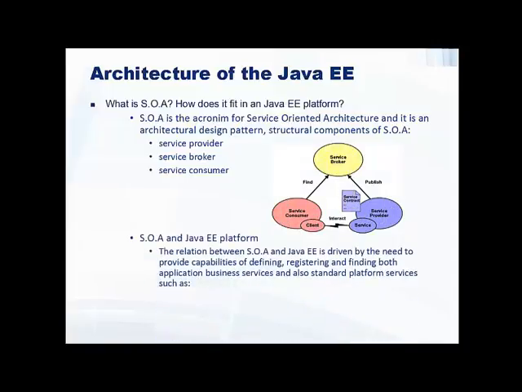And let's run this analysis once more. The relationship between SOA and Java Enterprise Edition is driven by the need to provide capabilities of defining, registering, and finding both application business services and also standard platform services. Those can be authorization and authentication, messaging queues, logging, etc.